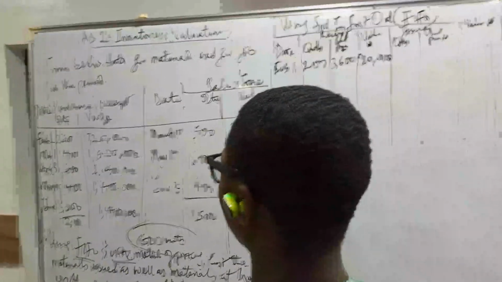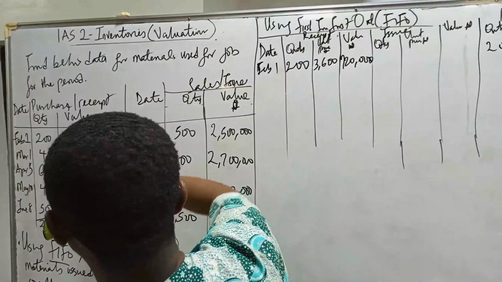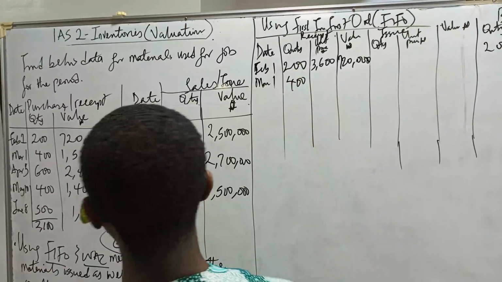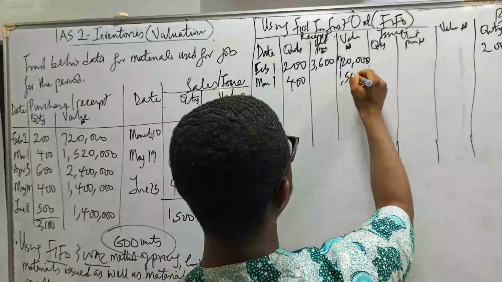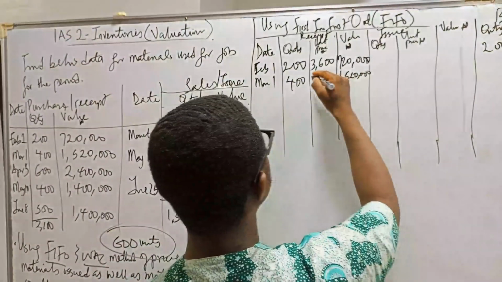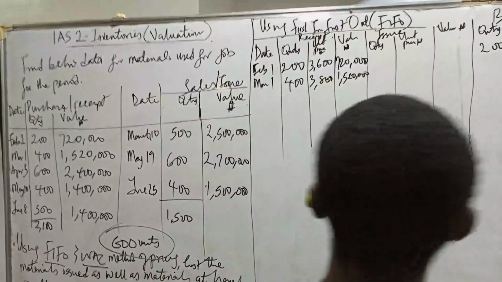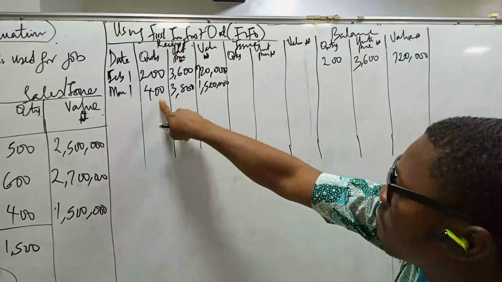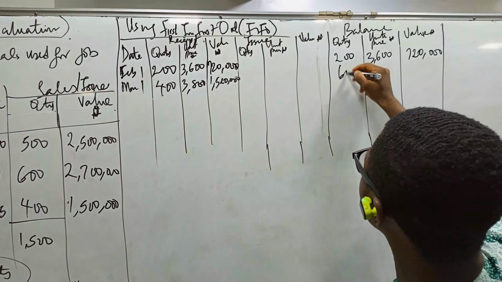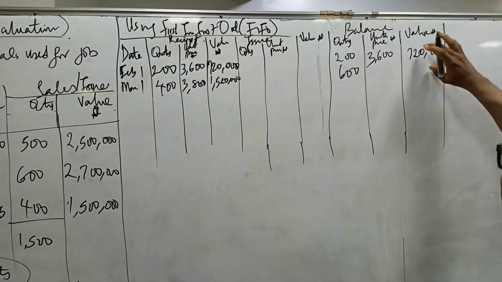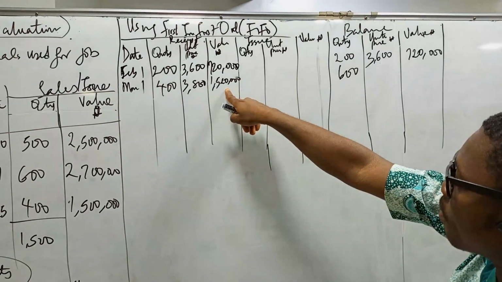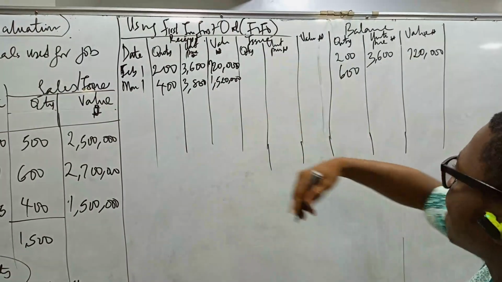So we go ahead to March 1st. Between February 1st and March 1st, there was no issue. So we go straight to March 1st. On March 1, we received 400 units at 1.520 million. Our unit price is 3,800 naira. So we take this to our balance. We had this in the stock before. We have received this, so our balance in quantity will increase, because we're adding 200 to 400. We have 600. Now, it will also affect our balance in value. We had 720,000 before. Now that we have received 1,520,000 more, we add that together, and that will give us what?